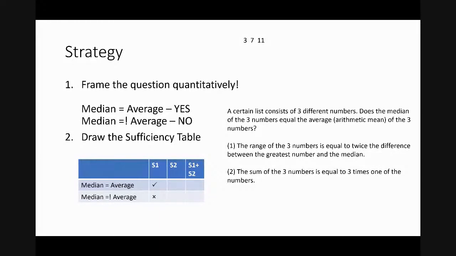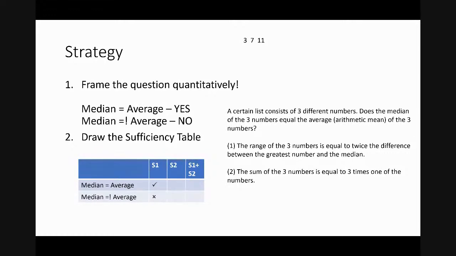So now I have the option between A and D. Now let's look at statement 2. Statement 2 says that the sum of the three numbers is equal to 3 times one of the numbers. So this practically means that all the numbers are equal. If it ever says that the sum of the three numbers is equal to 3 times any of those numbers, that has to mean that all these numbers are the same.